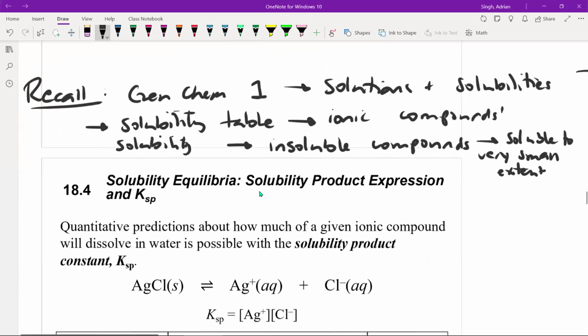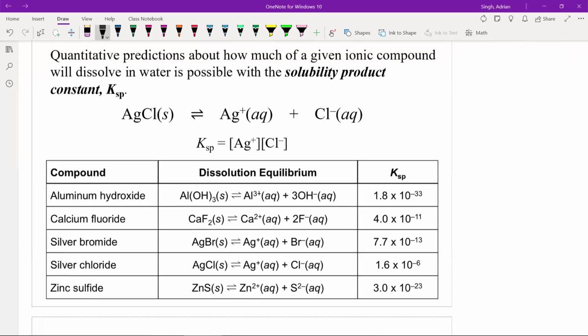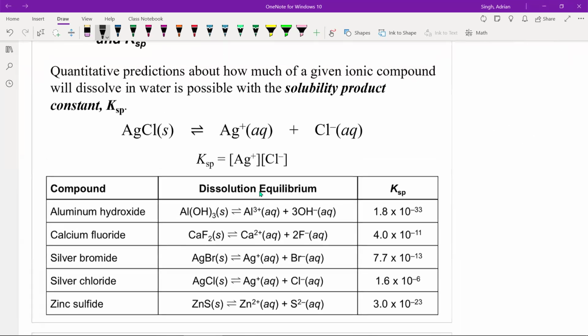So let's take a look at an example of having a saturated solution of silver chloride like this. So we have here saturated. Remember, saturated means that we can't dissolve any more of the solid in there. So saturated solution of AgCl. Okay, so we have our silver chloride solid, dissolve it in water, and we end up with our Ag+ and our Cl-.